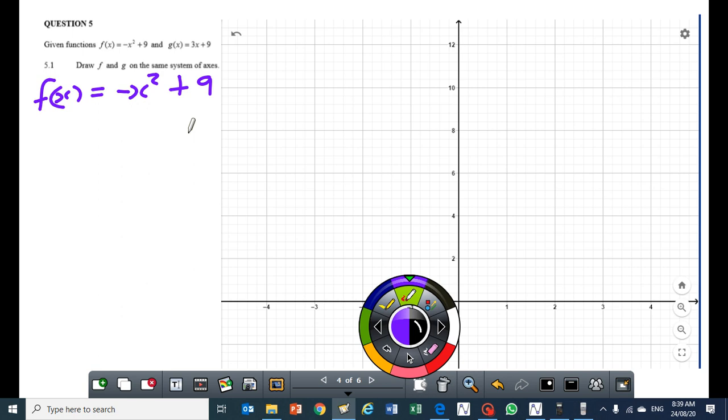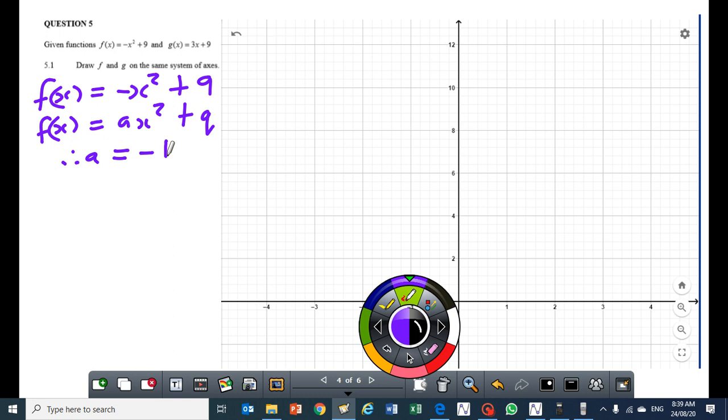x squared plus 9. The general form is f of x equal to ax squared plus q. Sorry, plus q rather. If you compare the two, the coefficient a is minus 1. So we can say therefore a is minus 1 for our question.